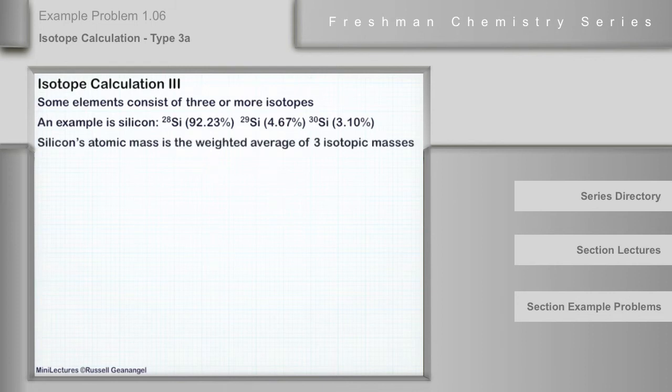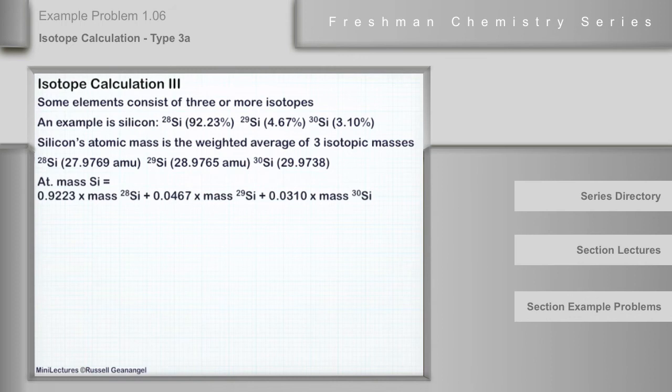The atomic mass of silicon, as you would find it in the periodic table, that applies to any physical sample of silicon, would be the weighted average of these 3 isotopic masses. The weighted average is calculated in the same way that we did before. The individual isotopic masses are shown here for silicon 28, silicon 29, and silicon 30. Now with the percentages and the atomic masses, we can apply the weighted average equation as we have before.